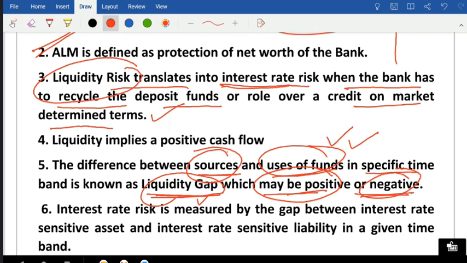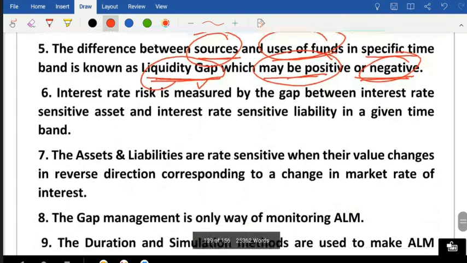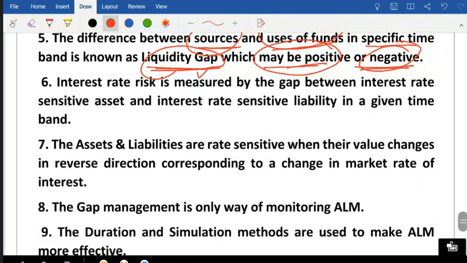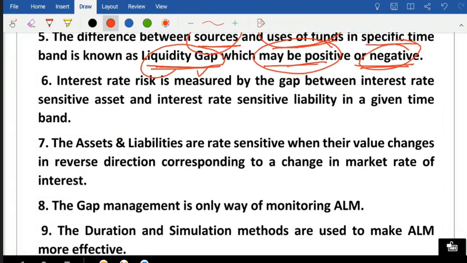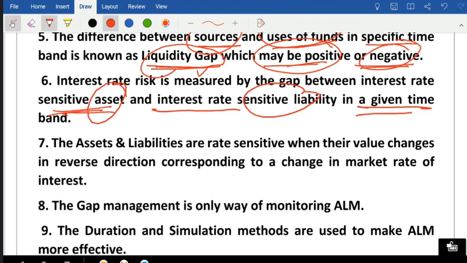Interest rate risk is measured by the gap between interest rate sensitive assets and interest rate sensitive liabilities. So you can calculate the interest rate sensitive assets, which have a direct impact on the assets, and the interest rate sensitive liabilities. So it's called interest rate risk. Assets and liabilities are rate sensitive when their value changes in reverse direction corresponding to a change in the market rate of interest. That means assets and liabilities might change depending upon the change in the interest rate.